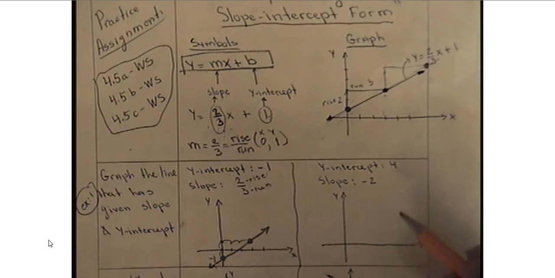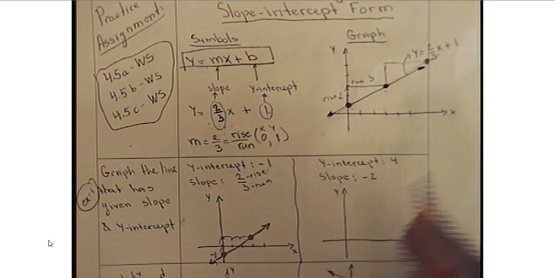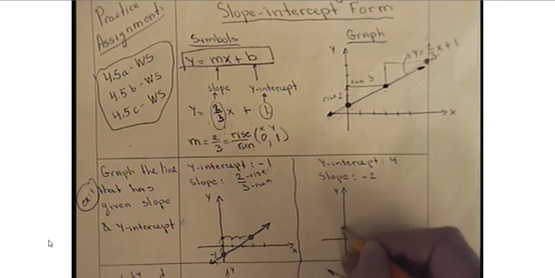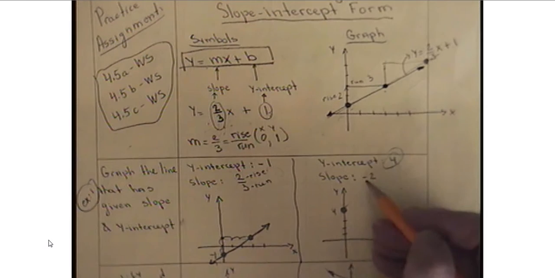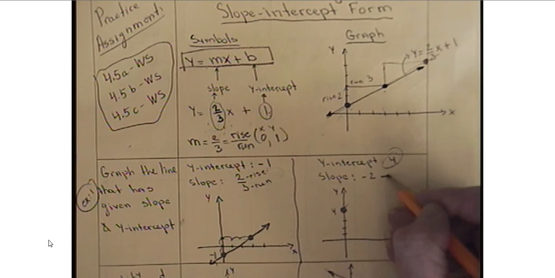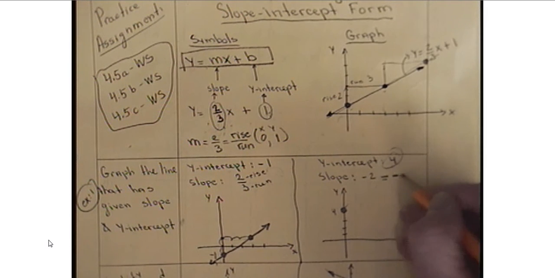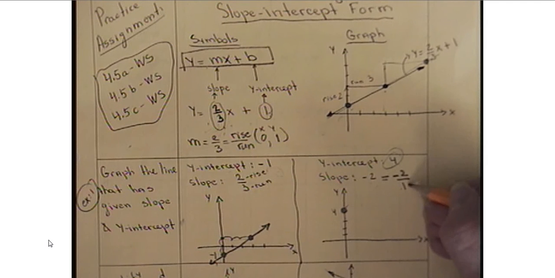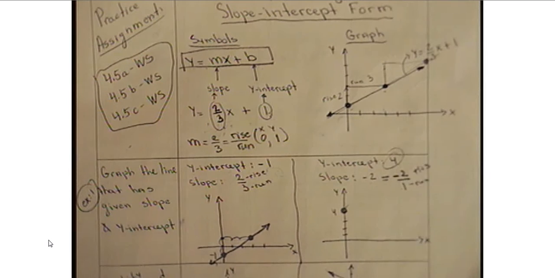So slope is -2, y-intercept is +4. So y-intercept here, 1, 2, 3, 4. This is 4. This is my starting point. Then the slope is -2. Now, if you have -2 and no number as a denominator, this is the same as -2/1. Once you rewrite your slope with rise jumps and run jumps, then you can go ahead and apply that.